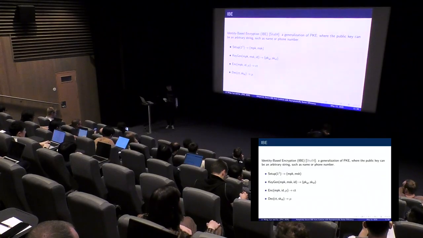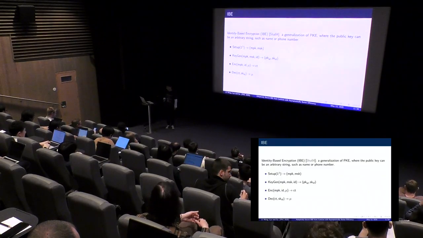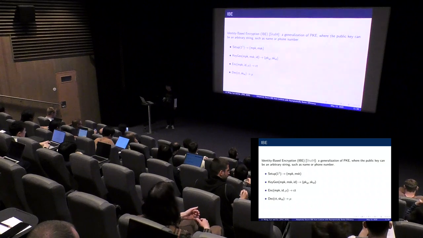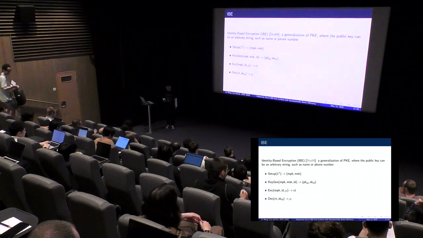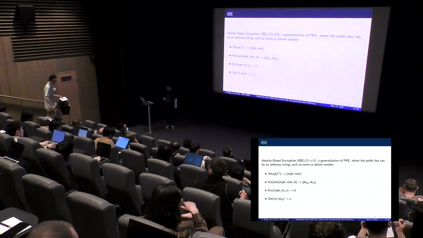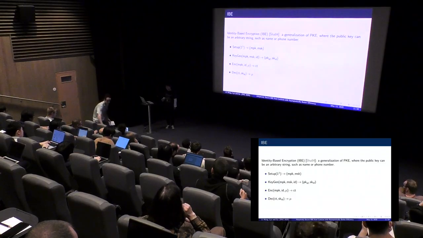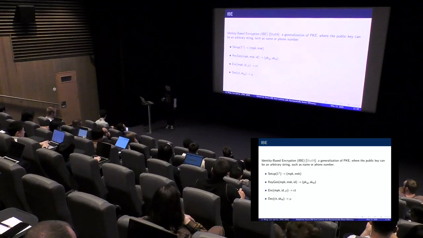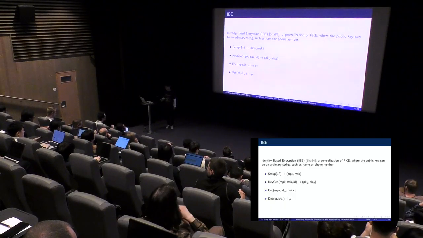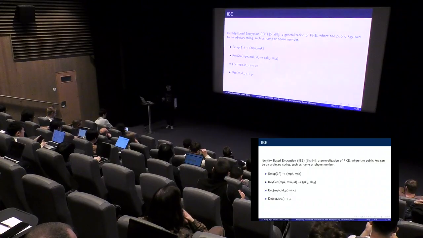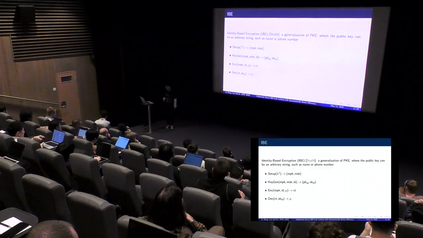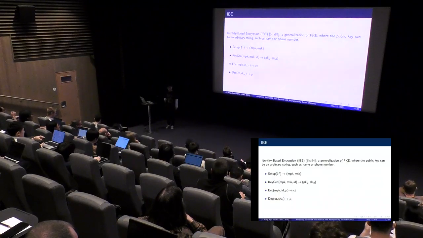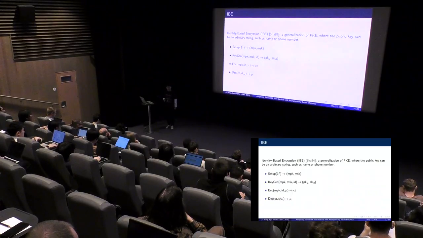First, I will recall the syntax of identity-based encryption, including 4 algorithms: setup, keygen, encryption, decryption. The IBE differs from PKE with an additional setup algorithm. It can be used to generate the master public key and master secret key. The master secret key can be used to generate the key pairs for any identity. And the key pairs can be used in the encryption-decryption algorithms.